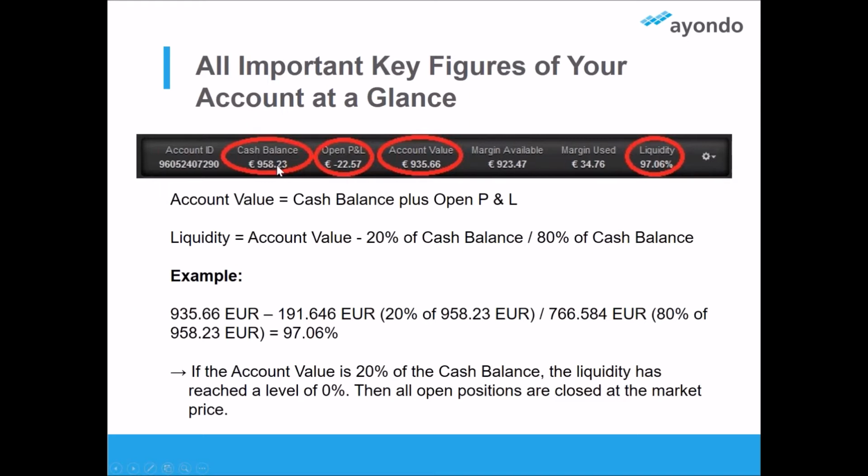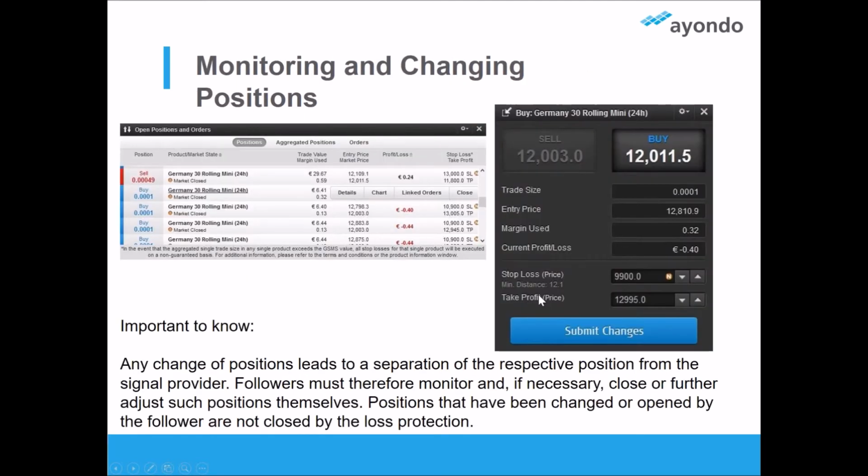You've got the cash balance plus any P&L, your account ID, of course, what your P&L looks like, liquidity, which is calculated this way: account value minus 20% of cash balance divided by 80% of cash balance, so how much you've got free. And you can change positions, you can monitor any open positions that you've got if you're following other people. Actually, let's show you this.